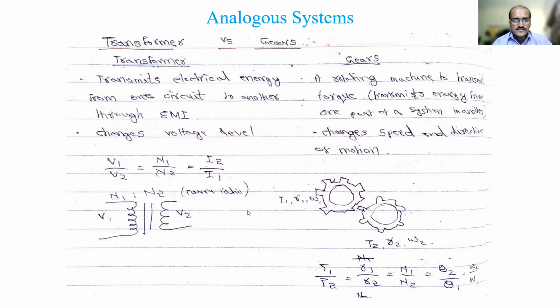Okay, what is its equation? V1 by V2 is equal to N1 by N2, which is equal to I2 by I1. This is the basic equation related to a transformer. Okay, and this is the notation of how we represent a transformer.